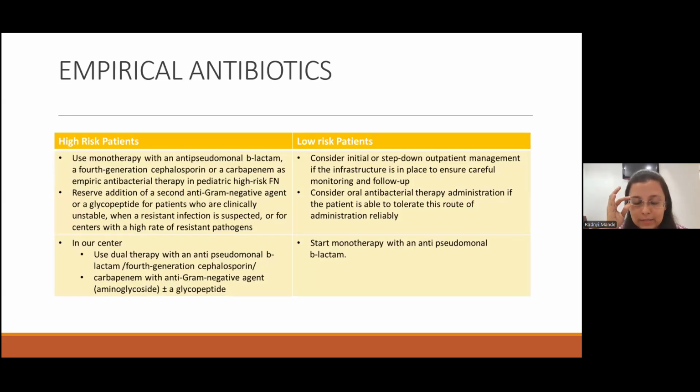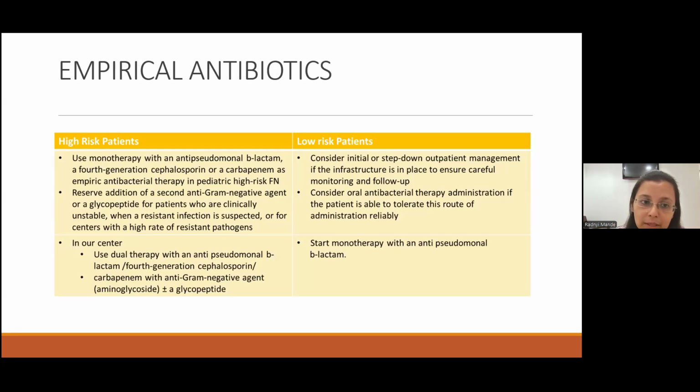So as per the guidelines, what antibiotics do we recommend? Empirically, for all high-risk patients, the recent guidelines say use monotherapy with an anti-pseudomonal beta-lactam, or a fourth generation cephalosporin, or a carbapenem as empiric antibacterial therapy in pediatric high-risk FNs, and reserve addition of a second anti-gram negative agent or a glycopeptide for patients who are clinically unstable or when a resistant infection is suspected, or for centers with a high rate of resistant pathogens.